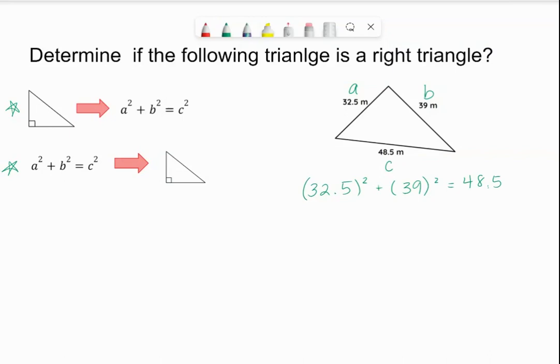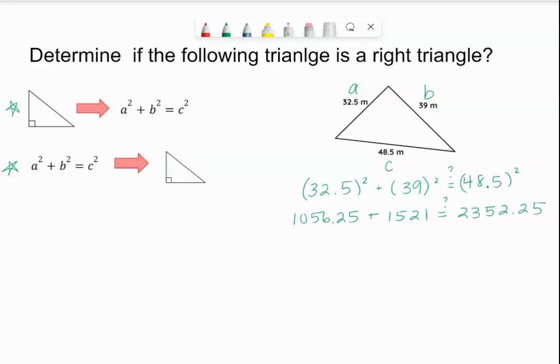And remember, we don't actually know that these are equal. What we're really trying to do is test out if this is true. So if I go ahead and plug in 32.5 squared into the calculator, we get 1056.25. And 39 squared will get us 1521. And then again, we're still trying to figure out, is that equal to 48.5 squared, which is 2352.25.